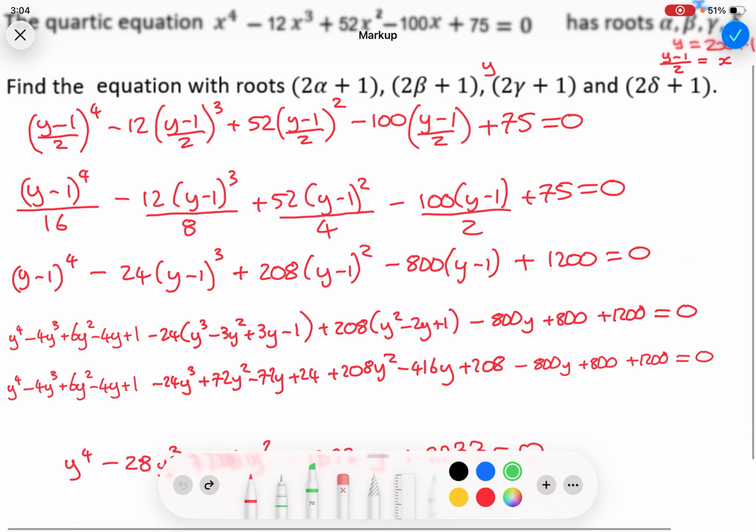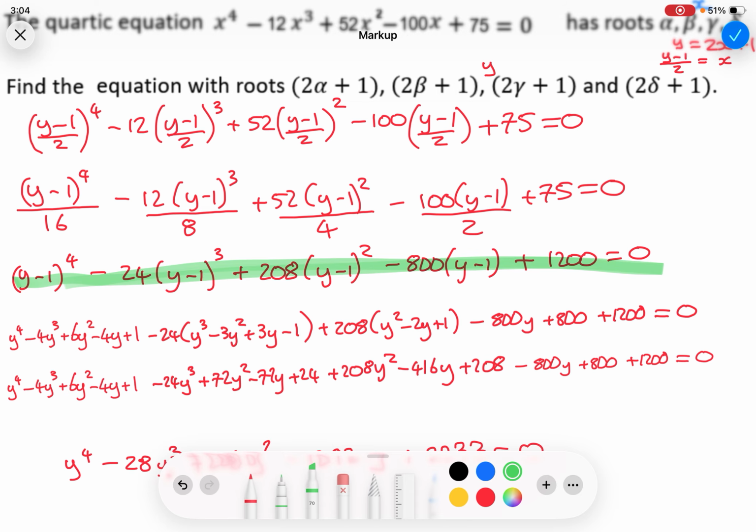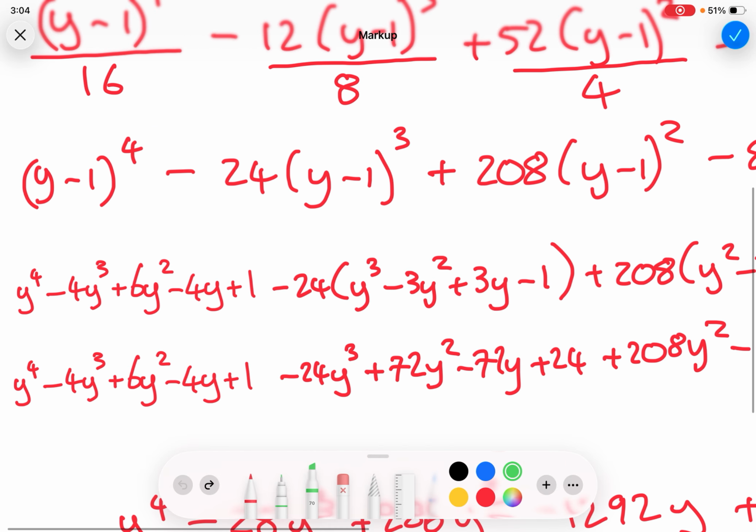Right, at this stage here, we've managed to get rid of all of those fractions. So now we can just focus on expanding those brackets really carefully. So the y minus 1 to the power 4. So y minus 1 times y minus 1 times y minus 1 times y minus 1. Expand out those brackets, or use the binomial formula if you know that. And we will get this.